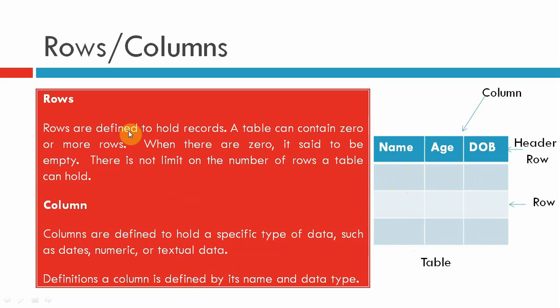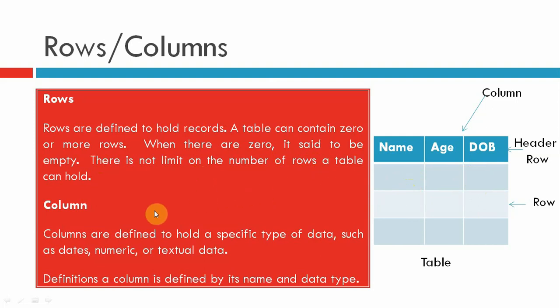What is a row? Rows are defined to hold records. Each row is used to hold a record. A table can contain 0 or more rows. When there are 0, it's said to be empty. There is no limit on the number of rows a table can hold. If a table contains 0 records, then we will say it is an empty table. Otherwise, if it contains some records, that will be a filled table.